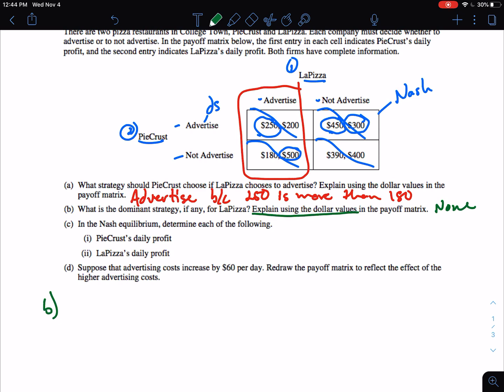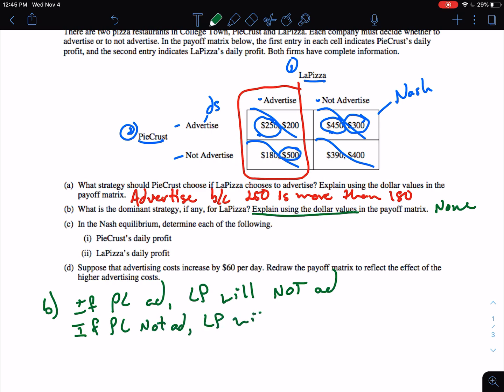So basically, we have to show that they don't have a dominant strategy by showing that if Pie Crust advertises, LP will not advertise, but if PC does not advertise, then LP will advertise. Okay, and then we've got to add dollar values. So La Pizza will not advertise if PC advertises, and they will make 300. And if they don't advertise, then they will advertise and make 500. Okay, so there you have it.